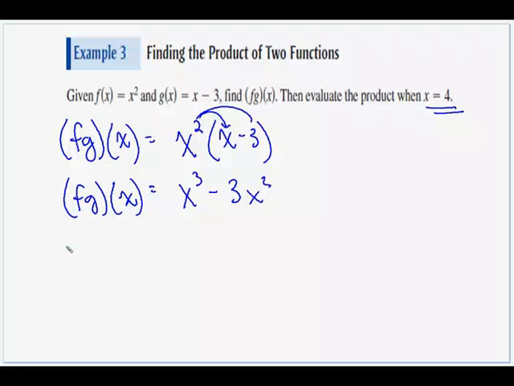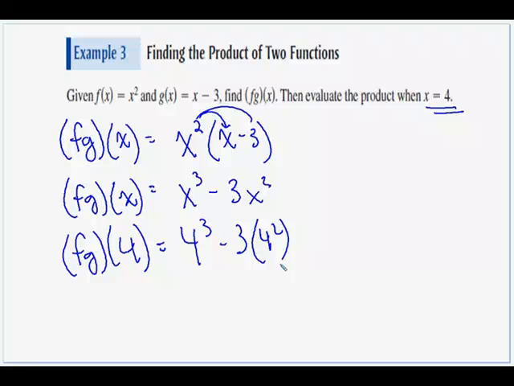Now we're going to plug a 4 in there. f times g of 4 equals 4 to the third minus 3 times 4 squared. 4 to the third is, well, 4 squared is 16, times 4 is 64, minus 4 squared here is 16 times 3 is 48. 64 minus 48, is that 16? Yeah, 16. So equal to 16, final answer.